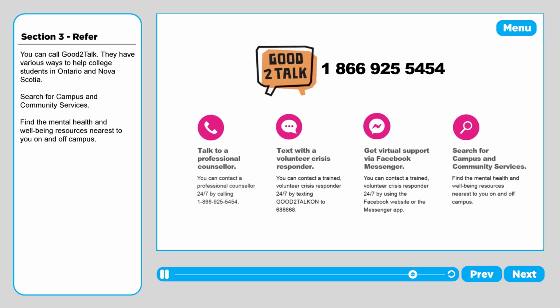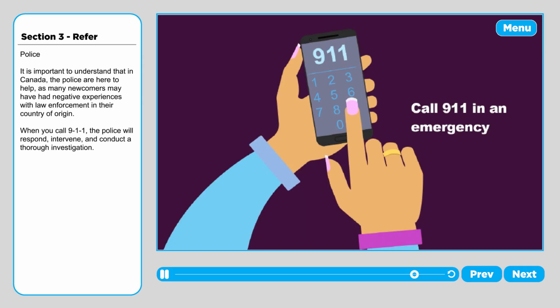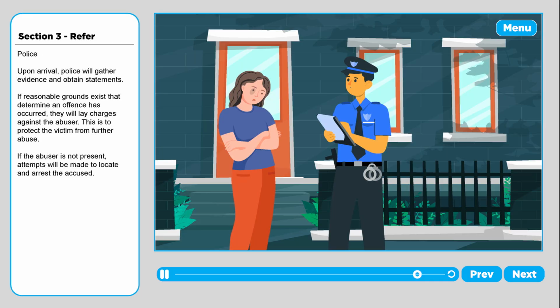Search for campus and community services. Find the mental health and well-being resources nearest to you on and off campus. Police. It is important to understand that in Canada, the police are here to help, as many newcomers may have had negative experiences with law enforcement in their country of origin. When you call 911, the police will respond, intervene, and conduct a thorough investigation.